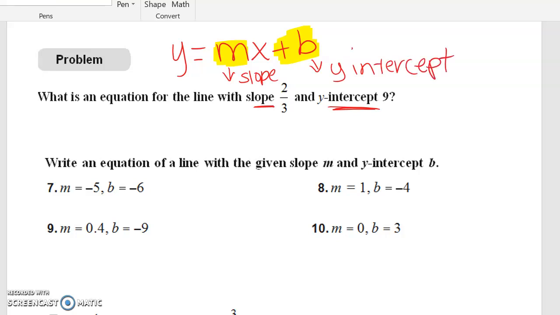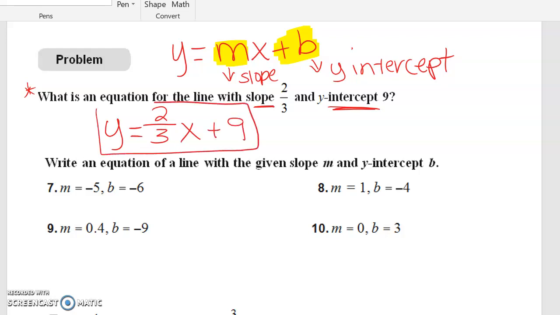So now we're given our values and we need to plug them into our equation. In this first example, it asks us to write an equation for a line with a slope of 2/3 and a y-intercept of 9. So I take my slope, I take my y-intercept, and I input it into my equation. My m is 2/3x. My y-intercept is 9, plus 9. So my equation in slope-intercept form is y equals 2/3x plus 9.